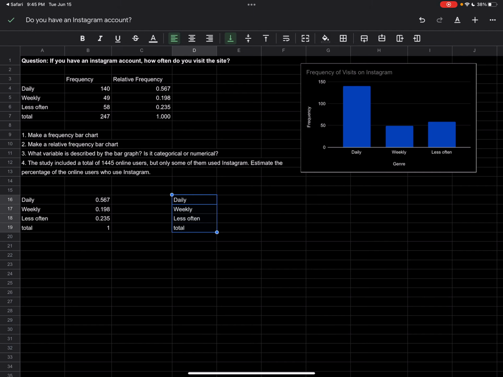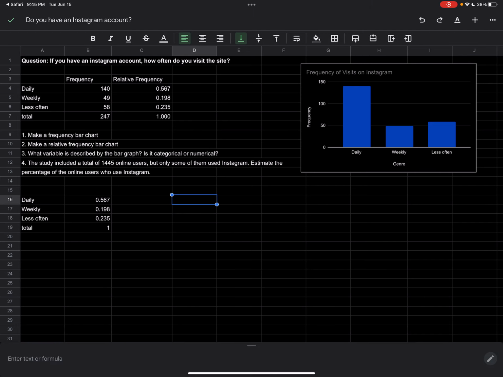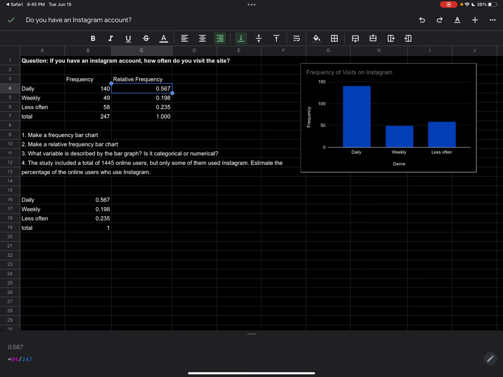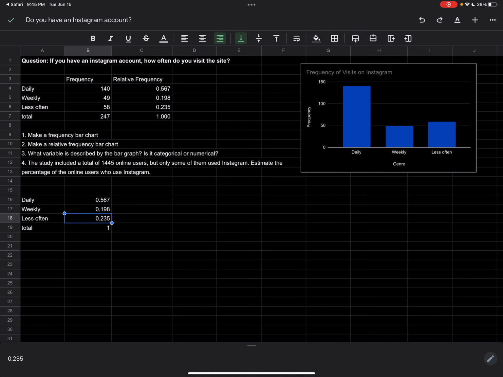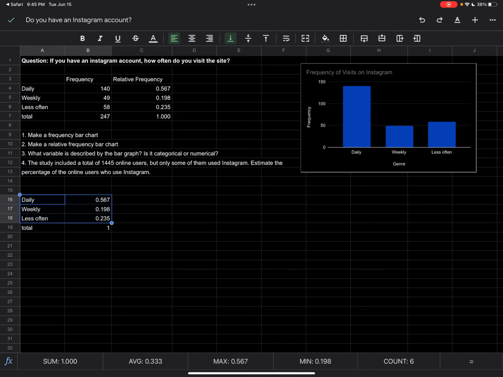Okay, and then I could not copy and paste these values because they were calculated values based upon the column next to them. So what I did is just typed each one of those in by hand down here. All right, but now that I've got them right next to each other, I can make my frequency table. So I highlight both those.